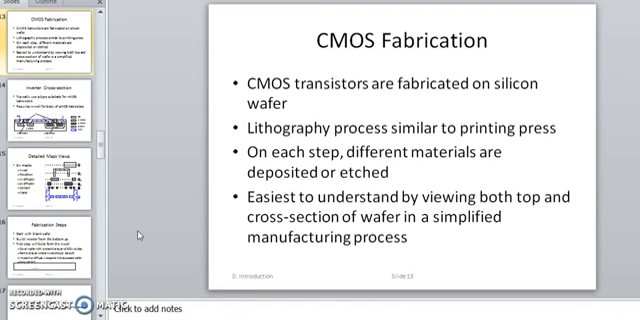Next is CMOS fabrication. CMOS transistors are fabricated on the silicon wafer. The steps involved in the fabrication are lithography, etching and printing. There are different steps for the fabrication.